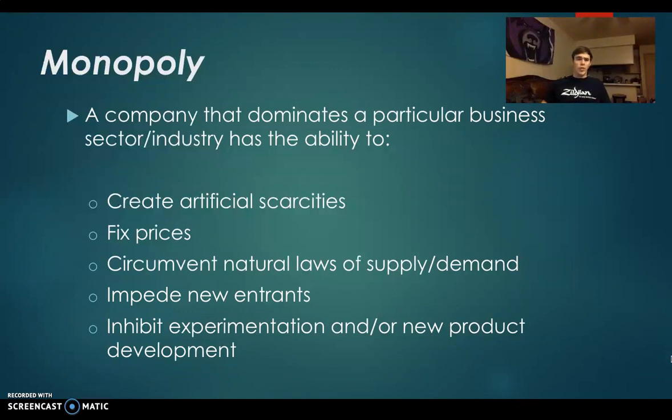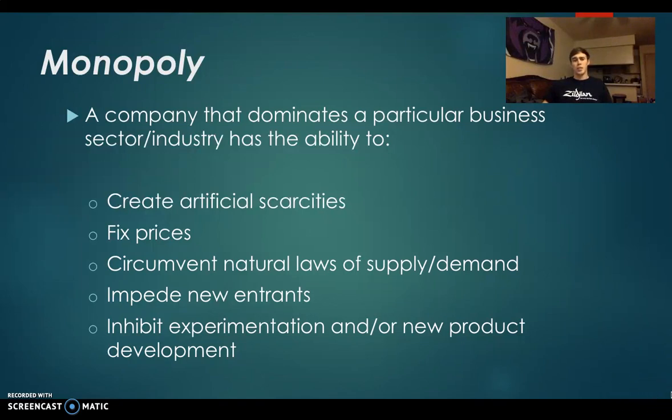They can create artificial scarcities. So, for instance, let's say there was only one manufacturer for basketballs. That manufacturer could come out and say, hey, there's a shortage on rubber, or there's a shortage on materials that we use to make these basketballs. And so we're going to use that as an excuse to up our prices. So they can fix prices and basically circumvent natural laws of supply and demand.